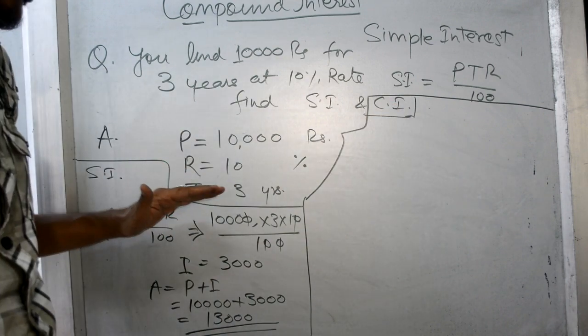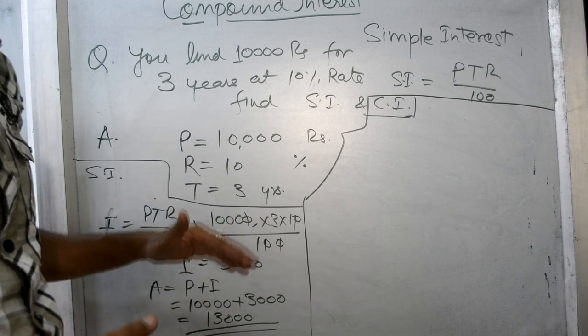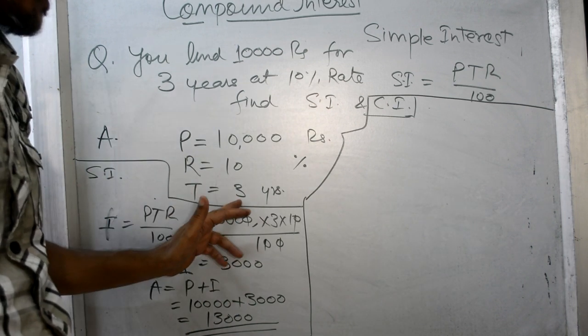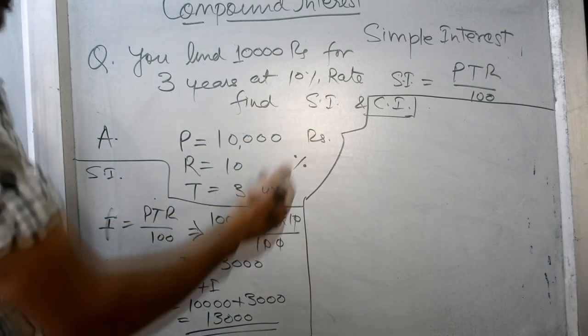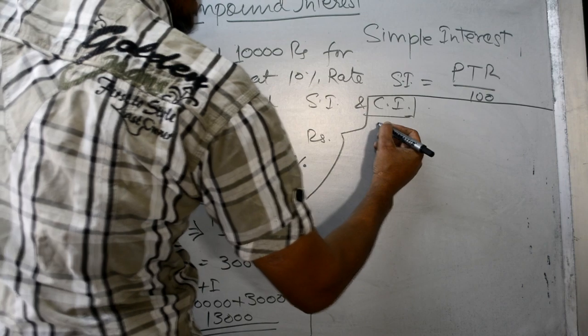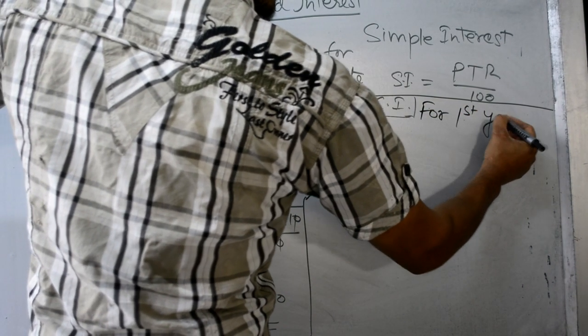It means you will not take 3 years at once. You will part it in 3 different parts: first year, second year and third year. How would it be? See. Now, you will write down for the first year.